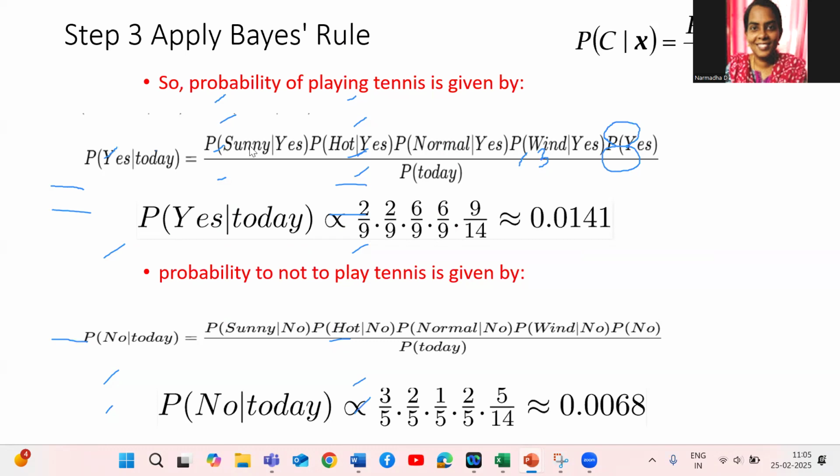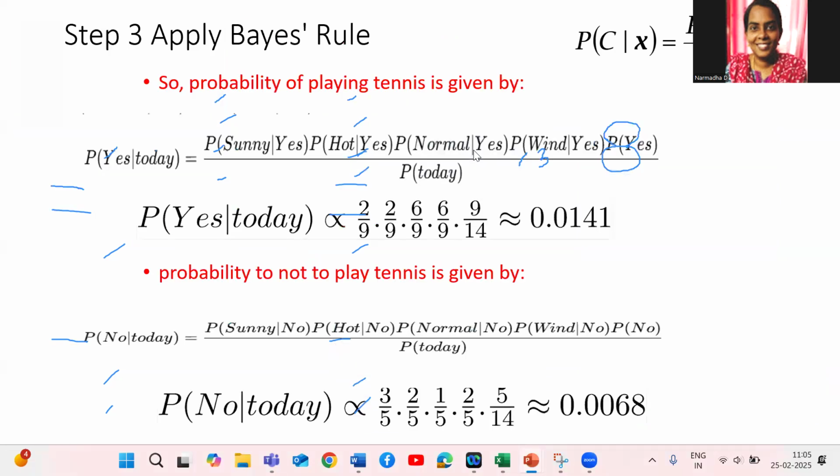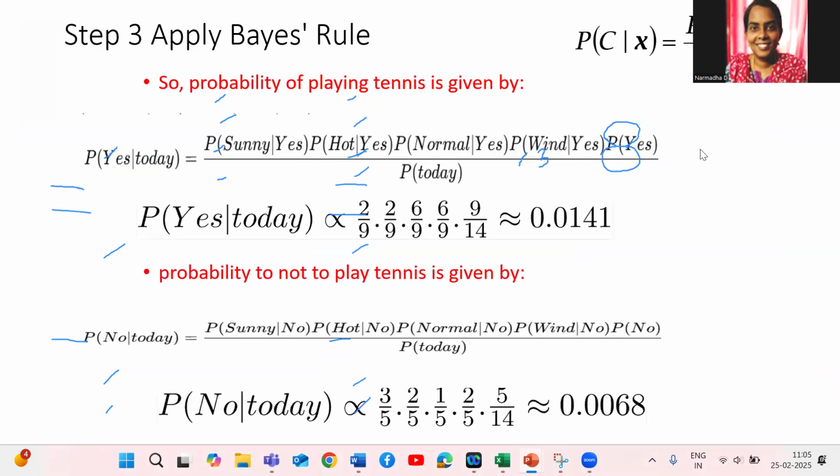Okay, so there are three different values given: sunny, hot, normal, and wind. When the day is sunny and you consider the outcome as yes, what answer are we getting? It is sunny and yes is 2 by 9. The next is hot and yes. When the temperature is hot, the probability of yes is 2 by 9.